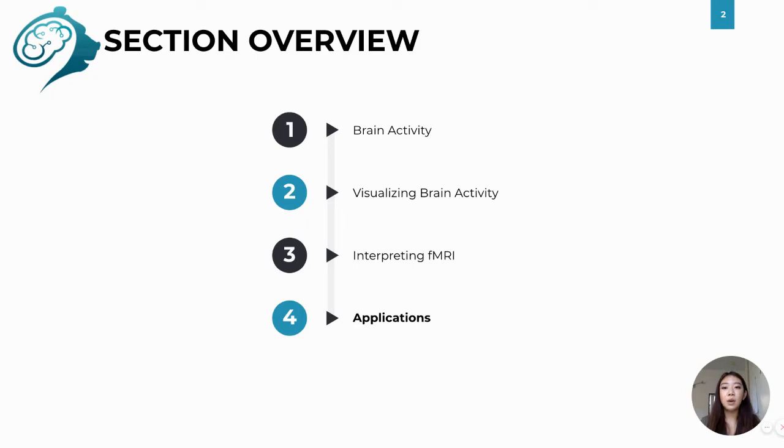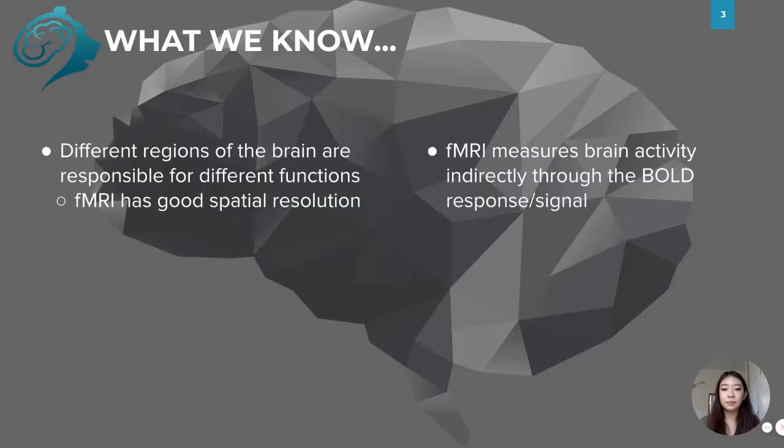So by now, we've talked about brain activity, visualizing brain activity, as well as interpreting fMRI. And so what we know is that different regions of the brain are responsible for different functions, and fMRI is particularly good at measuring this because it has good spatial resolution. And it also measures brain activity indirectly through the BOLD response, or the blood oxygenation level dependent response or signal.